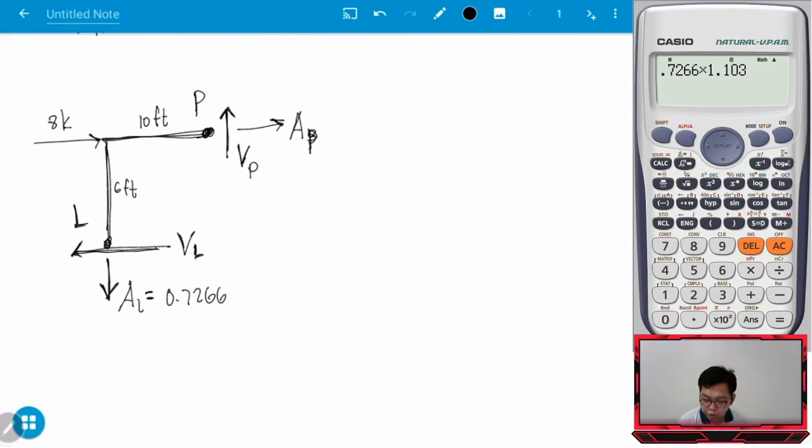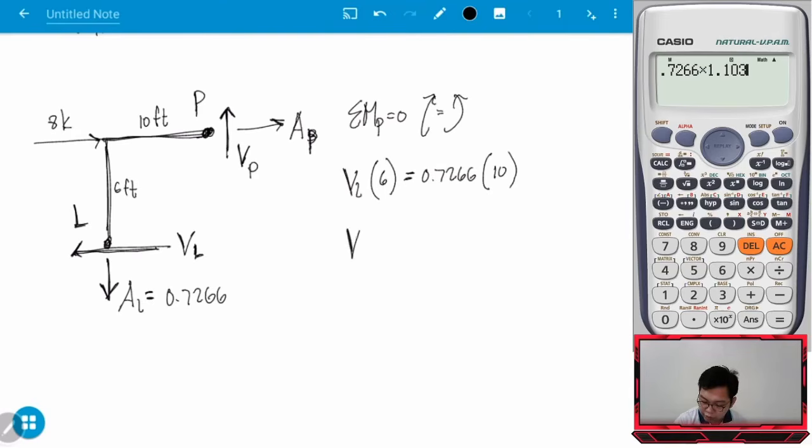So, I will try to solve for VL, guys. To solve for VL, I can sum up moments sa P. Summation of moments sa P is equal to 0. Clockwise is equals counterclockwise, di ba? Ano yung clockwise moment ko? That is VL multiplied by 6. That must be equal to the counterclockwise moment. Ano yung counterclockwise moment ko? Yung AL, di ba? Yung AL na 0.7266 multiplied by 10 feet.